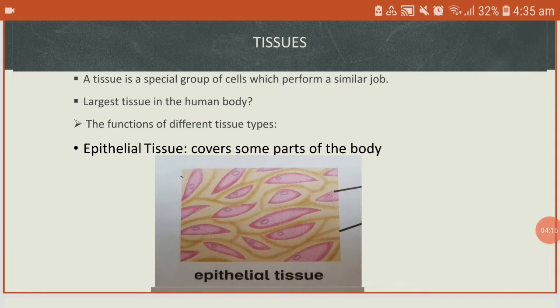The first type of tissue is the epithelial tissue. It is responsible for covering and protecting our body. An example of the epithelial tissue is our skin. Epithelial tissue is also present inside our body. For example, epithelial tissue is present on our stomach to keep it safe from damage during digestion.